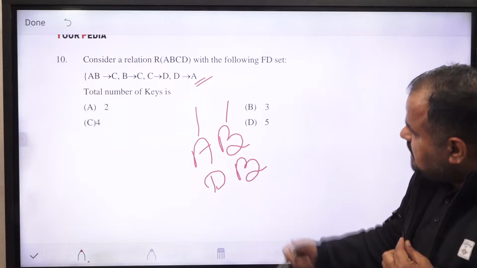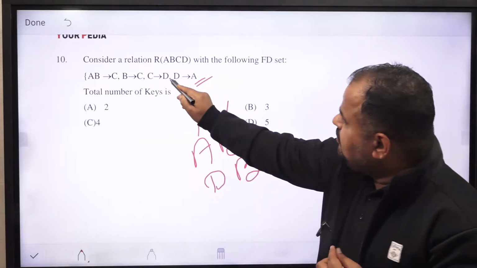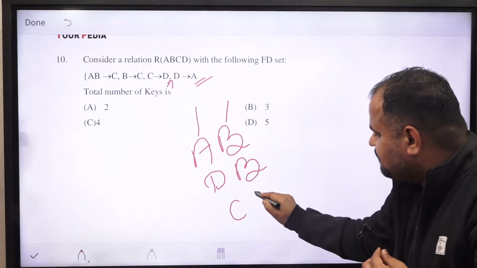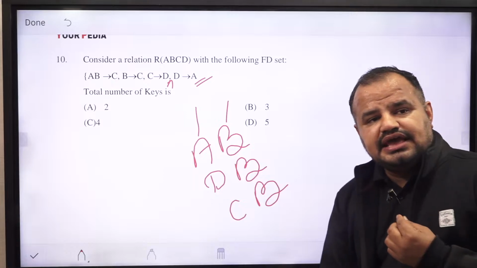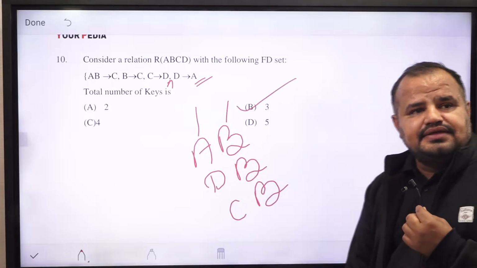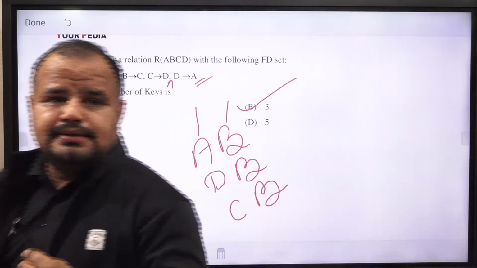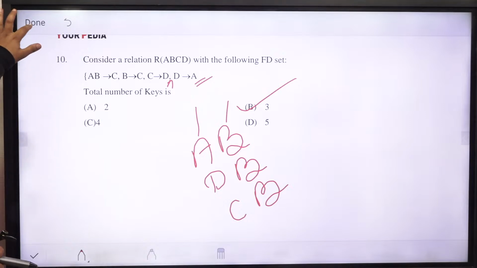Fine, my dear students. Now tell me, either D or B. Yes, D is present on the right hand side again. So you can replace D by C. So CB is again a key. 3 keys. Yes, Partha, right. 3 is the right answer, so option B is the right answer. Total number of keys is 3. Fine, my dear students. Next.